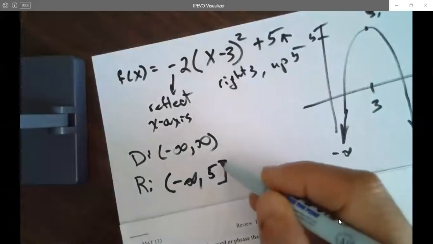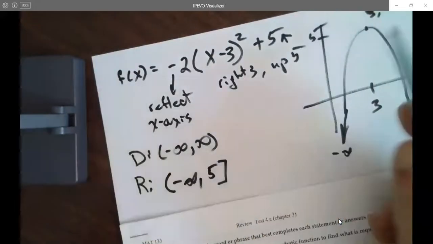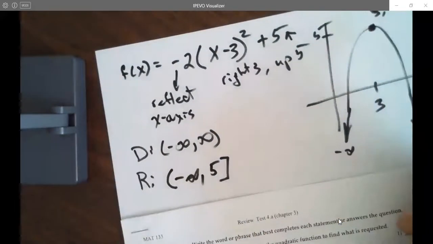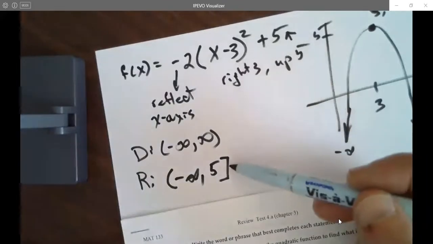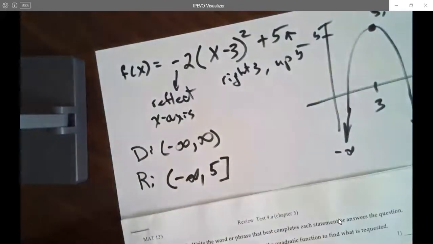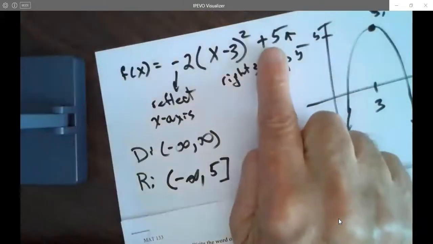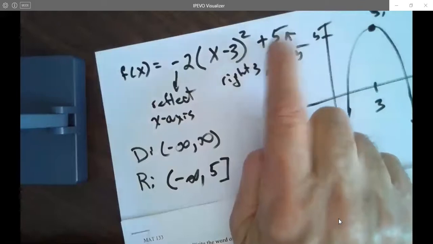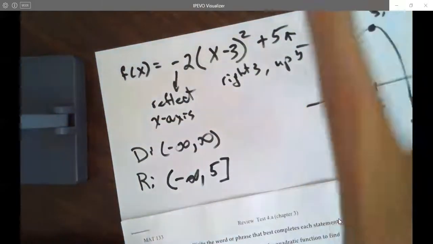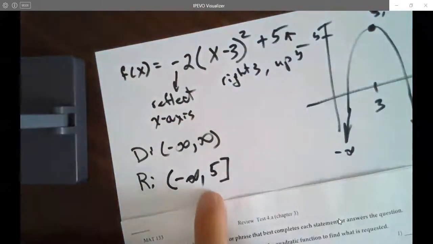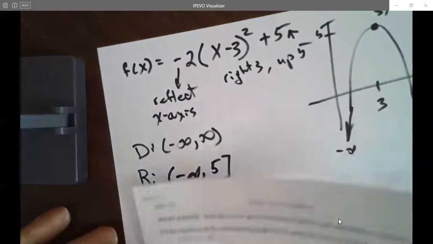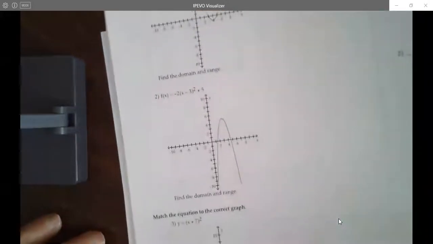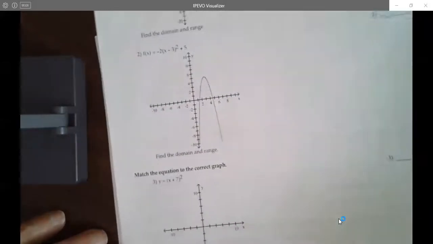And it's always closed because this is the definitive point. So it's going to be closed for range. Okay? So you always look to see what the number is, moving it up or down, and see if it's opening up or opening down for your range. All right? Any questions? No, I don't have any questions right now.